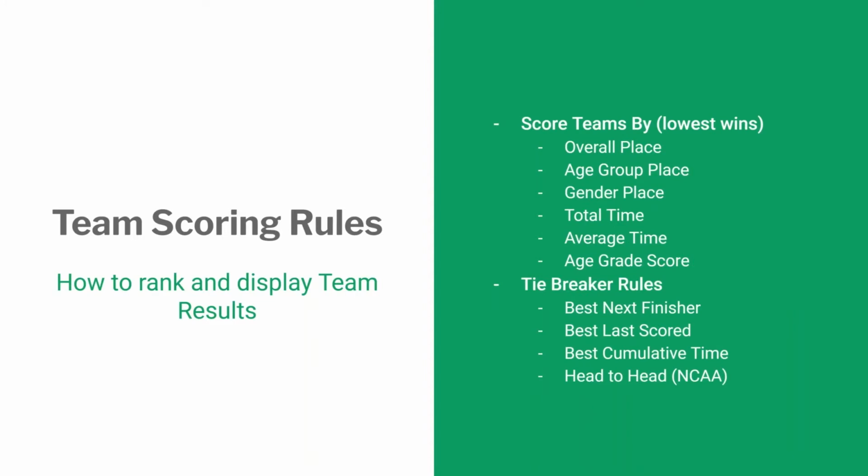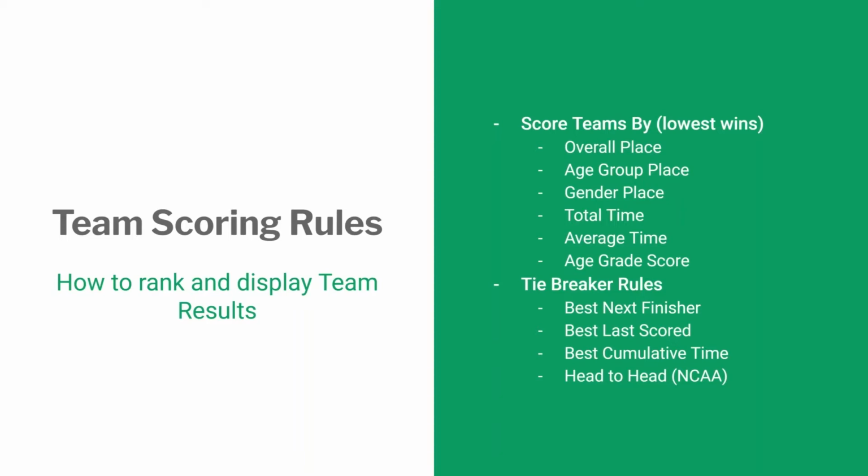So these are the different options that we have available to score by. Now, it's always lowest wins, so you add up the top 5 overall places for each member. So if I got 5th overall, my score is 5. If James got 1st overall, his score is 1. You add up the top X number of members per team, and that's the team score. In addition, you can do age group place. So instead of saying I got 5th overall, well, maybe I got 2nd in my age group. That is my score that I'm going to use to calculate my team score.